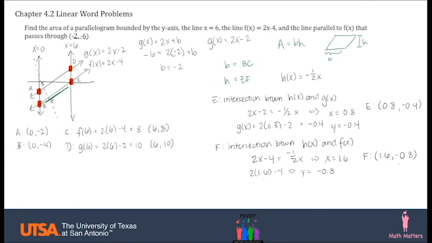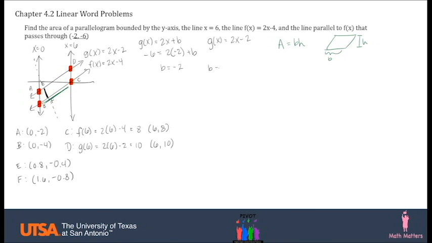So now what do we do with these points? Well, we know that our height is the distance between E and F, and our base is the distance between B and C. So if we use the distance formula between B and C and the distance formula between E and F, we can define our b and our h and finally plug it back into our area equation. So let's put it over here. So E is at 0.8, negative 0.4, and then F is at 1.6, negative 0.8. Okay, so like we said, b is going to be defined as the distance between B and C.